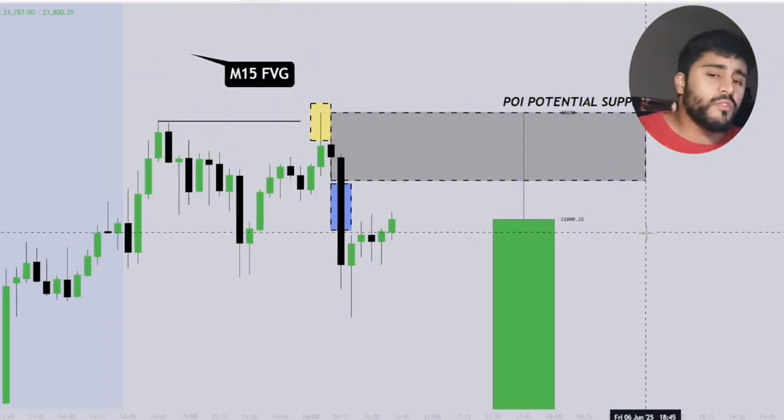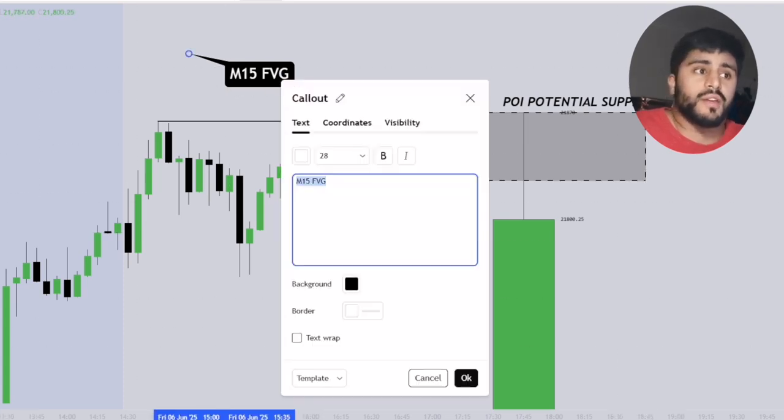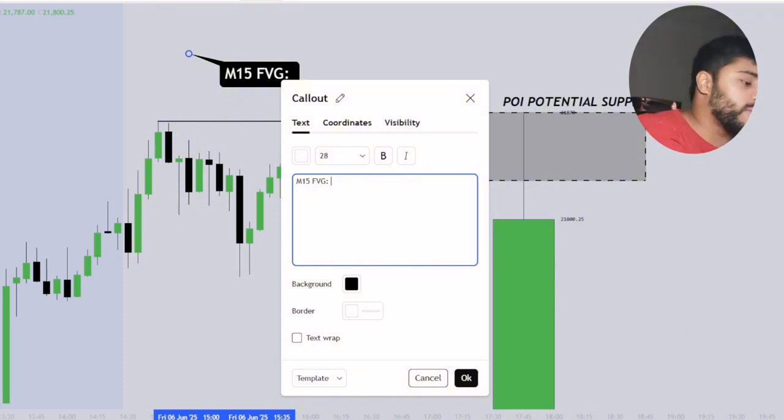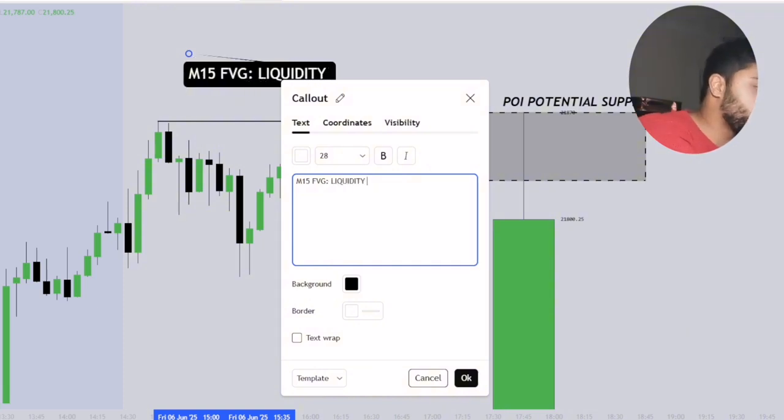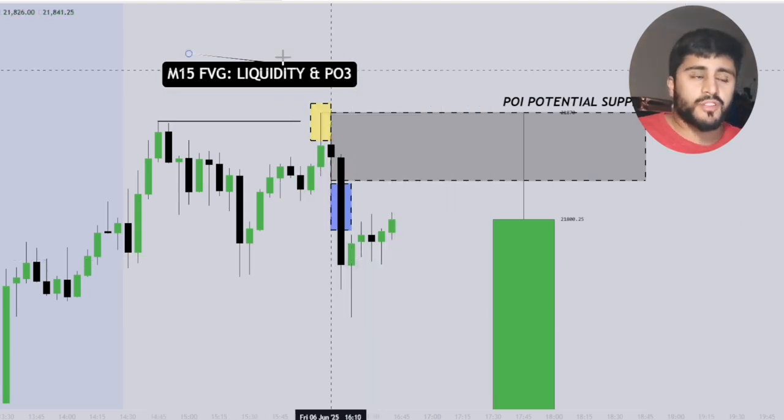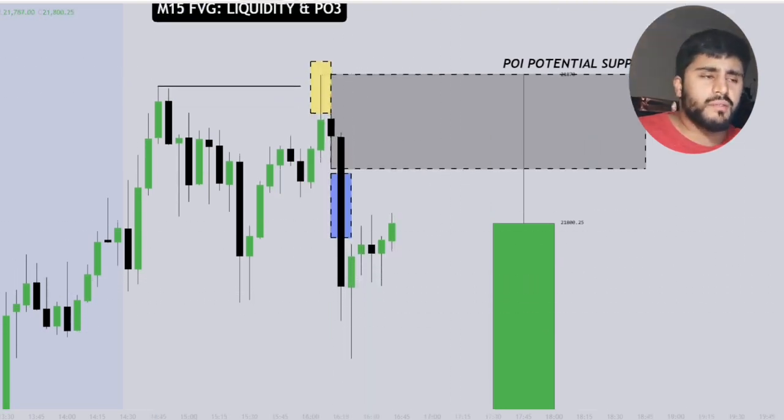So we want to have confirmations that give us the fact that this fair value gap is going to be a strong fair value gap. It's going to be a high probability fair value gap. So the way we do that just from candlesticks is we want to look at a liquidity sweep, and we want to look at the fact that we're significantly above the daily opening price. So we're using power of 3 and liquidity, all right?